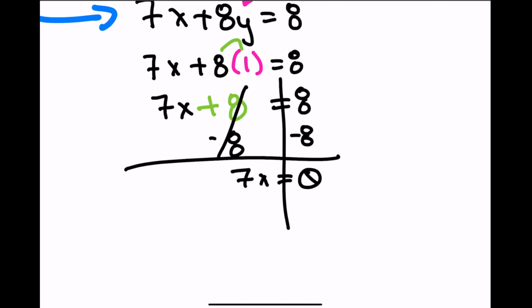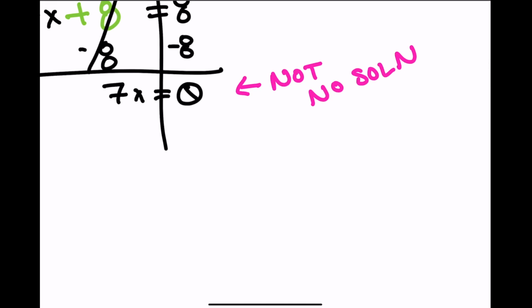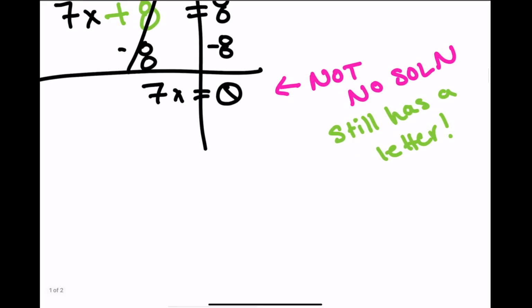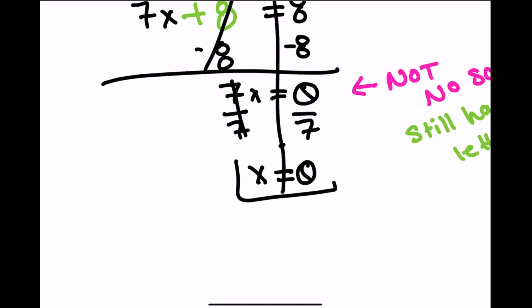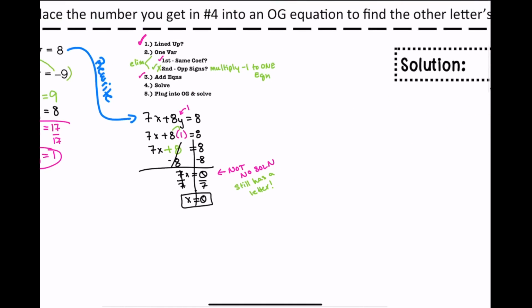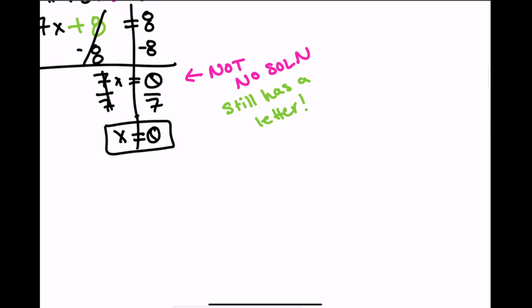Side note, because this has happened and I don't want to see this happening to you, this is not a no solution. Why? We still have a letter. That letter is x. Okay? So this means we can divide that -7 away. And in case you weren't sure, 0 divided by -7 is 0. So x's number here is 0. All right? So that is not a no solution. It still has a letter.